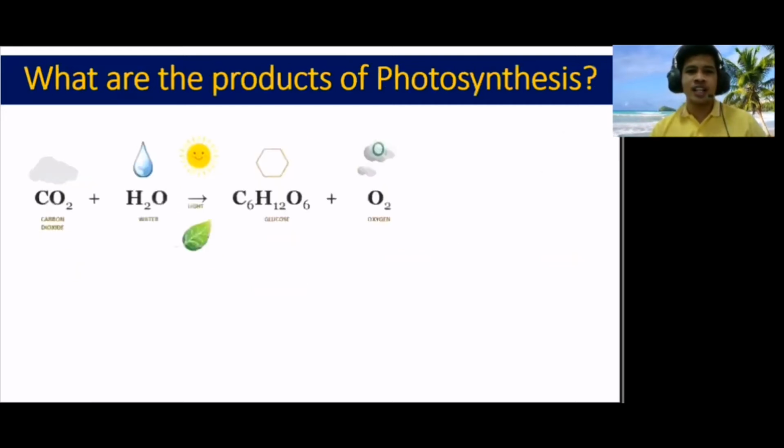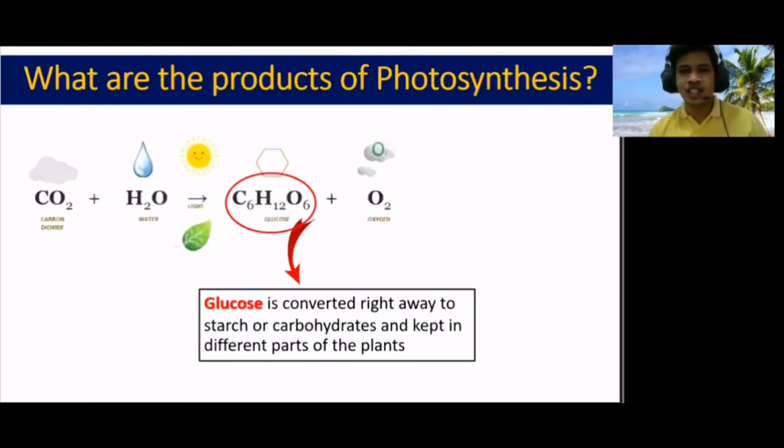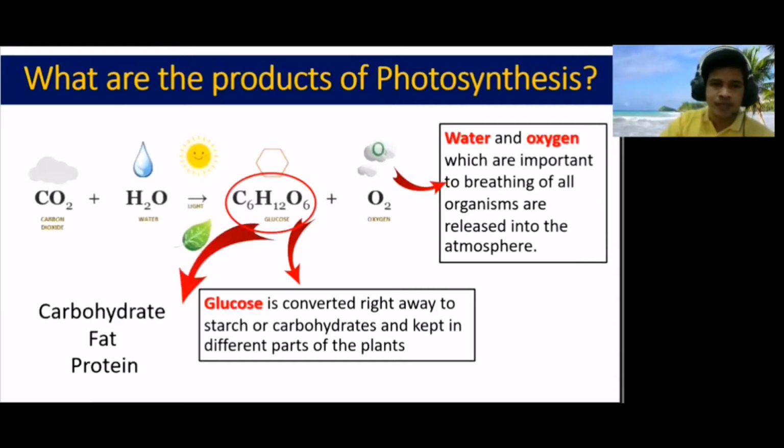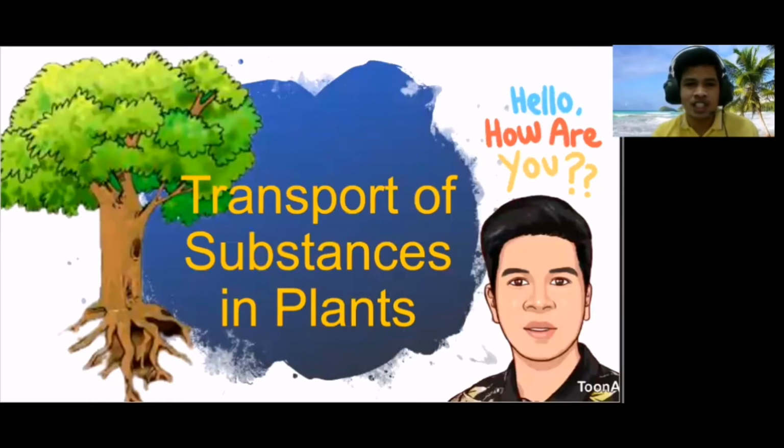So the products are glucose and then water and oxygen or vapor, right? And this food, such as carbohydrate, fat, and protein, these are what glucose is converted into, right? So this is all about photosynthesis. I hope you don't forget about photosynthesis, all right? Okay, so for today, we will proceed with the new topic.